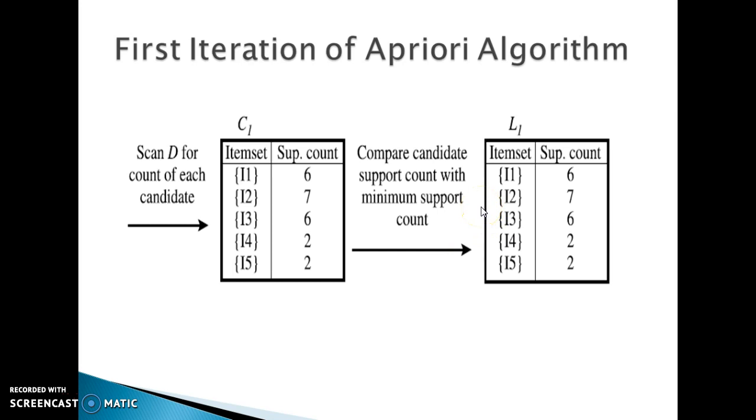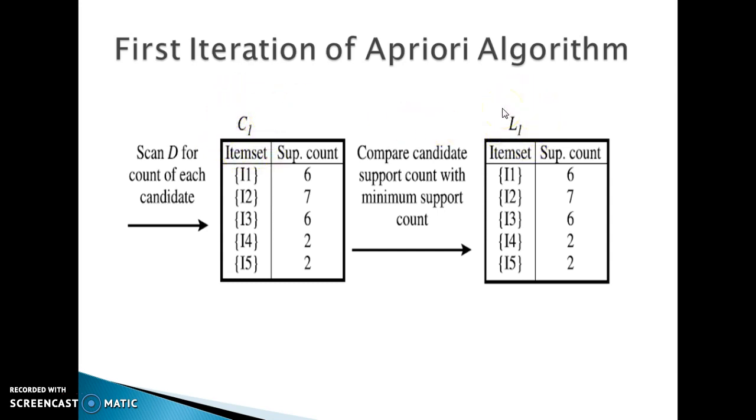Now I consider the minimum support as 2. If an item occurs in at least 2 transactions, then I can say this particular item set is frequent. If you see here, all the items have occurred at least 2 times, so all are considered frequent item sets. They have been taken to the set L1. So we start from C1, the candidate set, and result in L1.